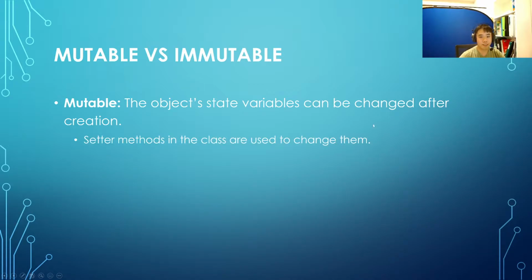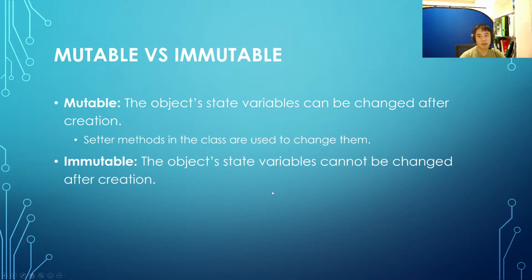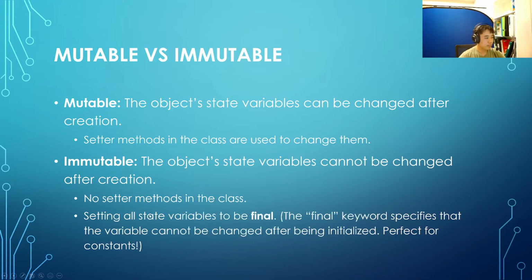So, for example, we can use setter methods to change these things. Immutable, however, means none of the object state variables can be changed at all after creation. One way you can achieve this is to provide no setter methods in the class, meaning it implicitly tells you that you cannot change anything in that object and you should never do it.